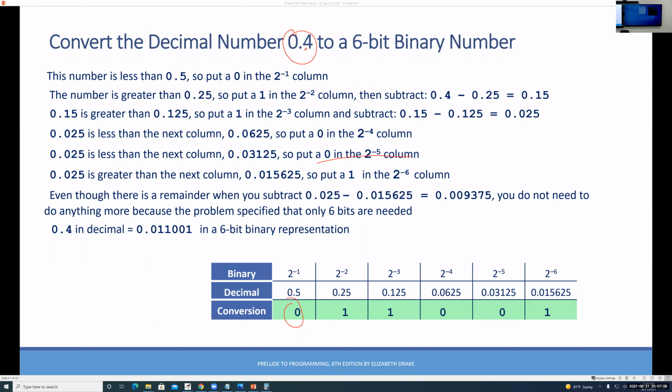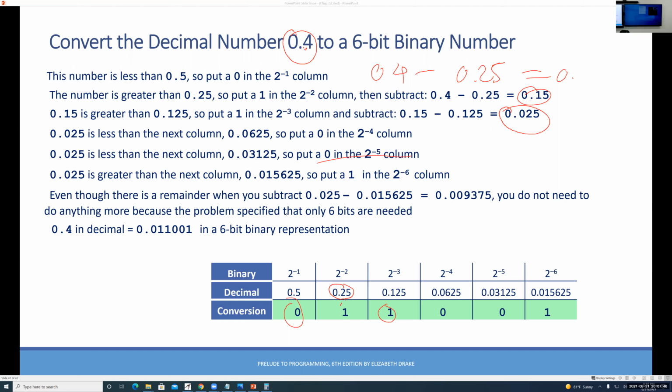All right. Now we move to the right. In order to make it 0.4, you need 0.25 here, right? So when you need 0.25, you put the number 1 here, because 0.4 is greater than 0.25. Now you already have the 0.25, so you have to subtract. 0.4 minus 0.25, you have 0.15 left. Now, again, you move to the right. In order to make up the 0.15, you need 0.125 here, right? You need it, that's why I put number 1 here. So when you use it, you have 0.025 left.